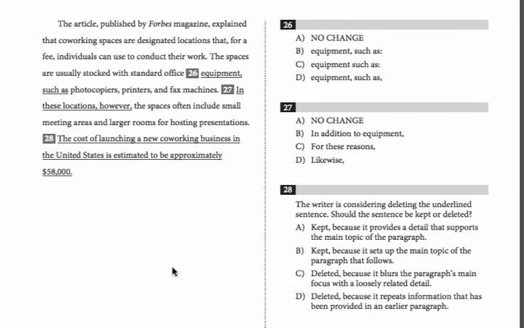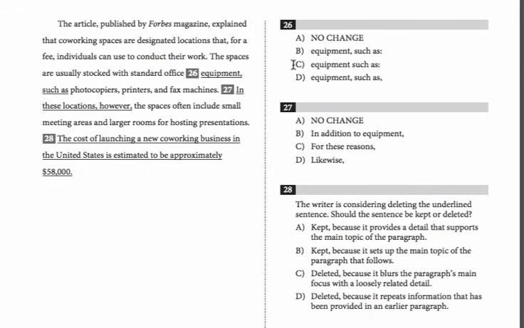All right, onward and upward. The article published by Forbes magazine explained that co-working spaces are designated locations that for a fee individuals can use to conduct their work. The spaces are usually stocked with standard office equipment such as photocopiers, printers, and fax machines. All right, that sounded fine to me. I'll leave it as a maybe.